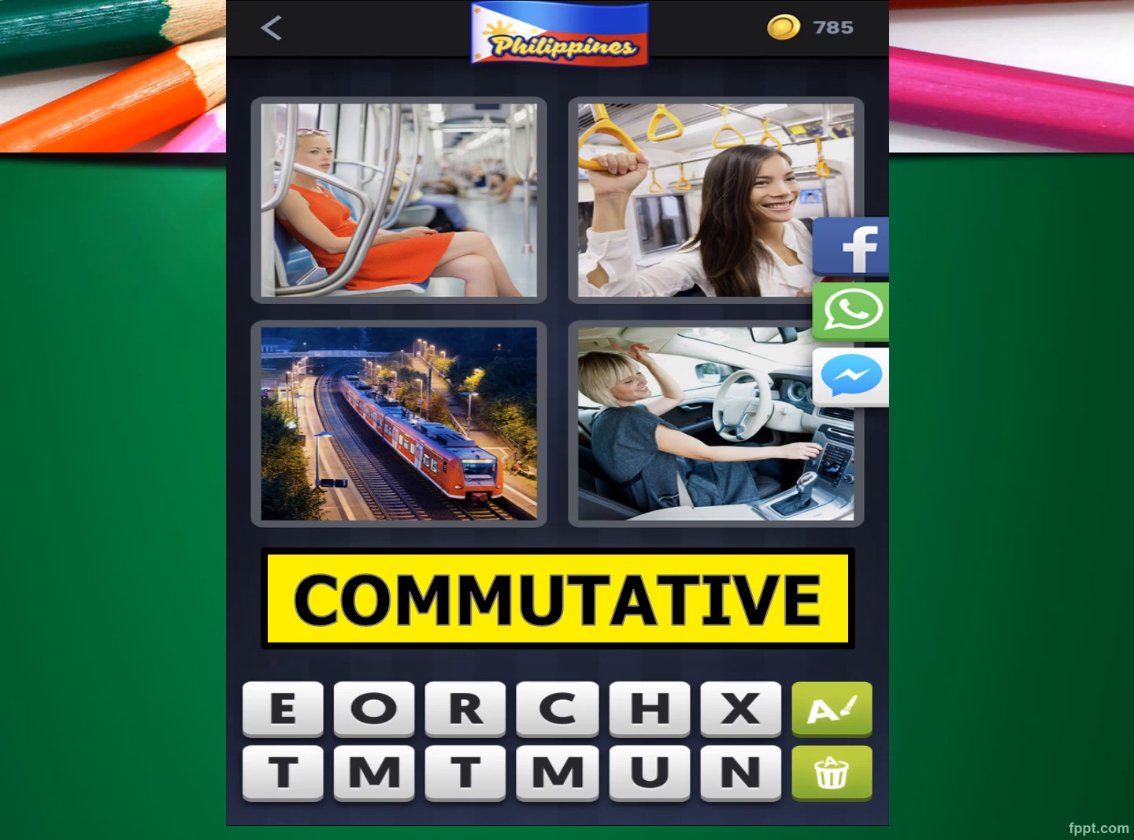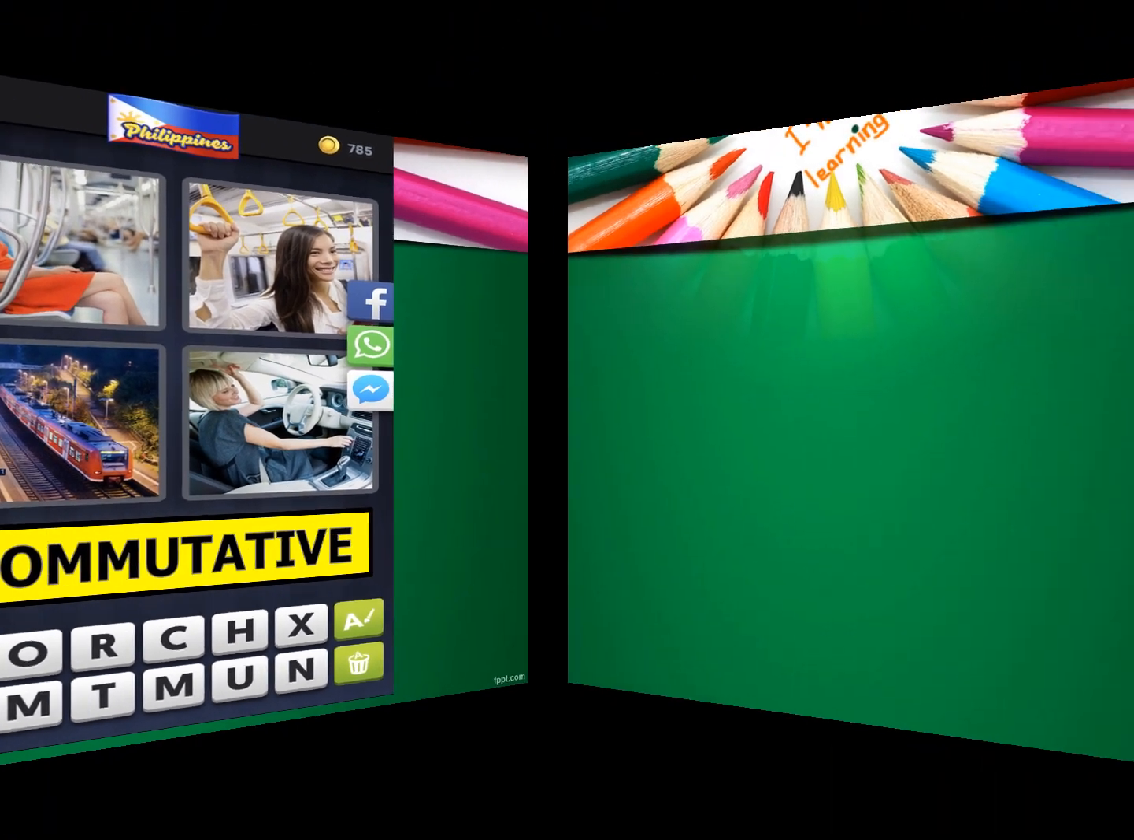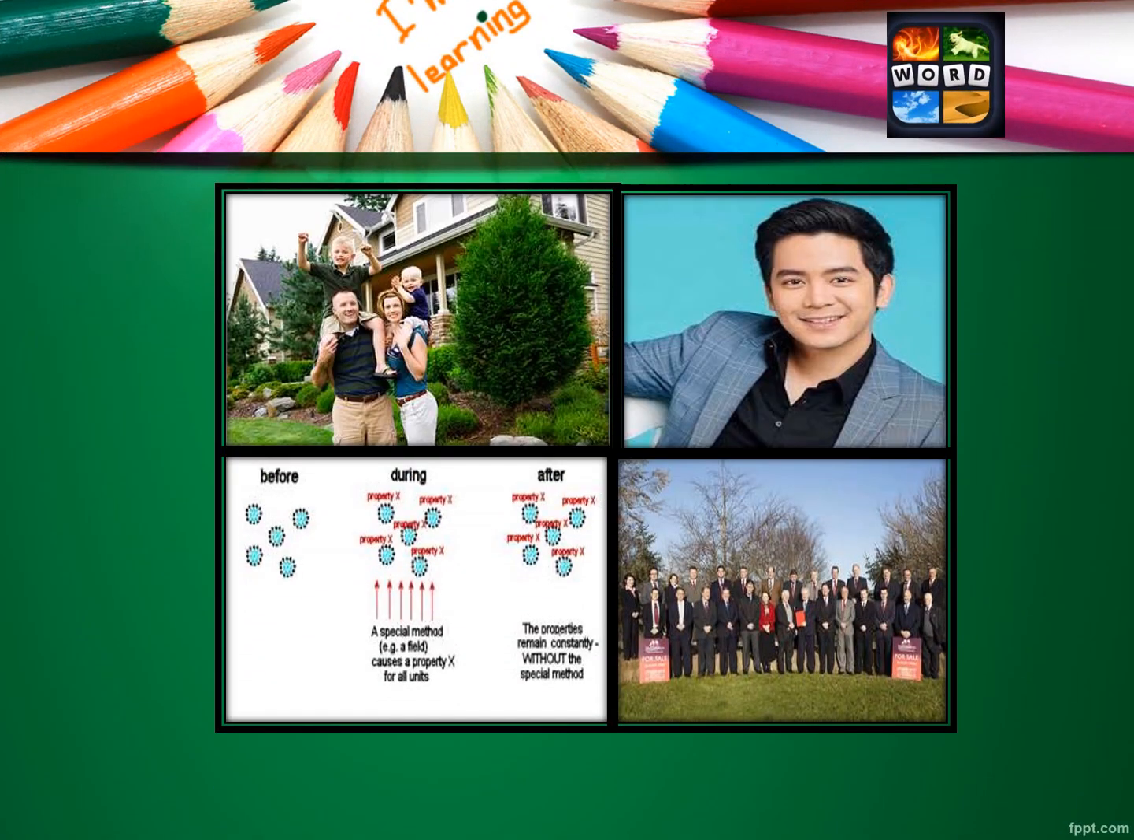From the train itself, the girl is traveling, the girl on her car. So we have commutative. Very good, class. How about the next one? How about this picture? We have the person here, we have the family, and then we have a group of people. So this one, a group also. What do you think is the word for that? And then we have this person. Who is this? Are you familiar with this person on the upper right side? Is this a celebrity? What do these pictures represent?